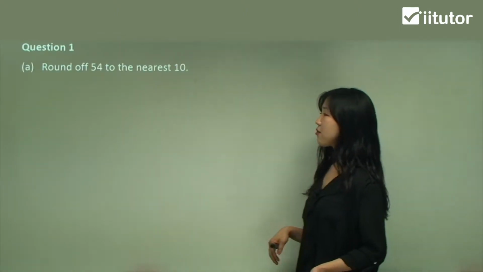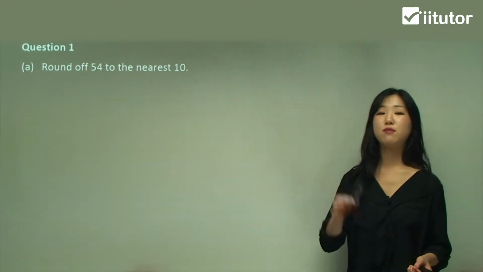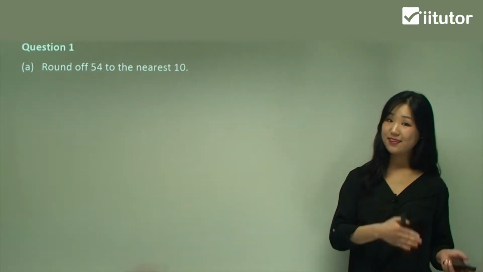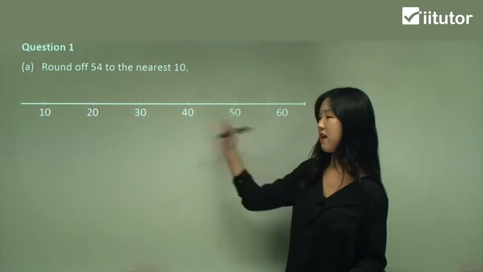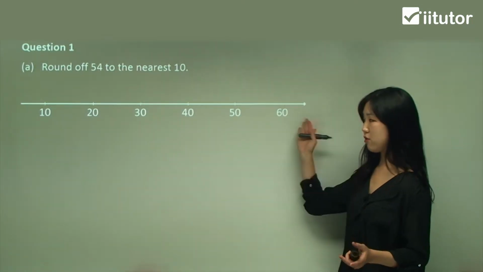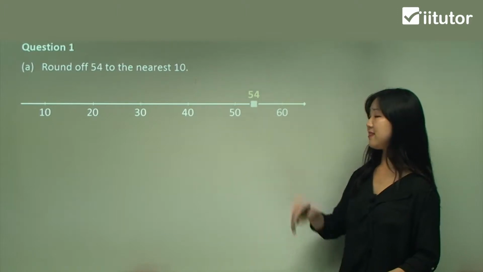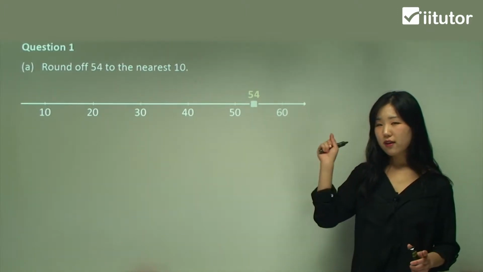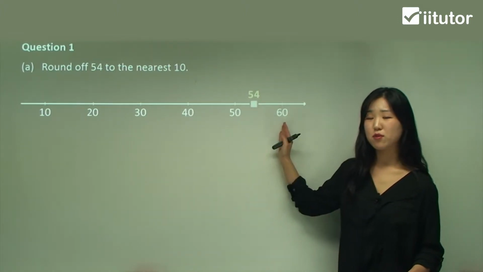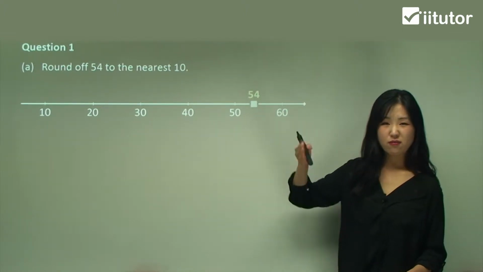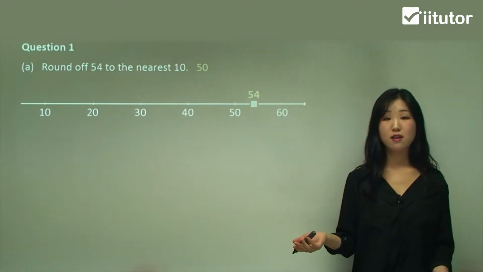So question 1A, round off 54 to the nearest 10. See, 54 is between 50 and 60, isn't it? I put it on the number line here going up by tens, but you might not have to put on everything in your exam. I've just done it for the sake of showing you that it's going up by tens. And 54 is going to be right there, between 50 and 60. It's quite close to the middle, but as you can see, it's a little bit closer to 50. The halfway mark between 50 and 60 is 55, but 54 is less than that. So therefore, it's closer to 50.